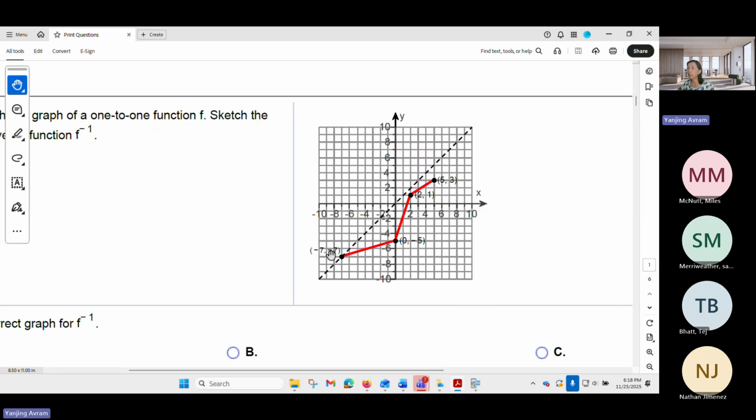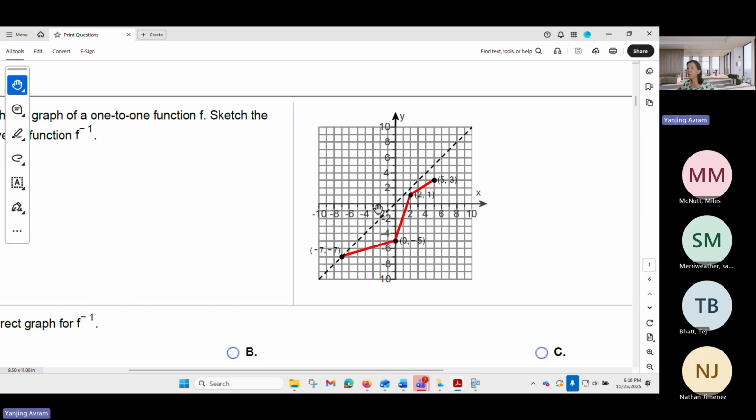This one, -7, -7. Look at that. X and Y are the same, so if they switch the X and Y, they're still the same. So this point will also be the inverse point, right? And if you have 0, -5, the inverse will be -5 and 0. So it should be right here. This is on the y-axis; the inverse will be on the x-axis in here.